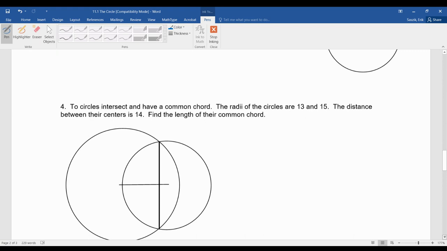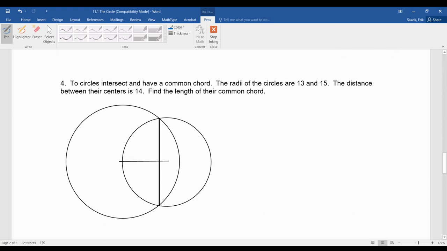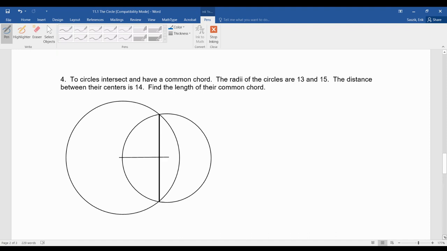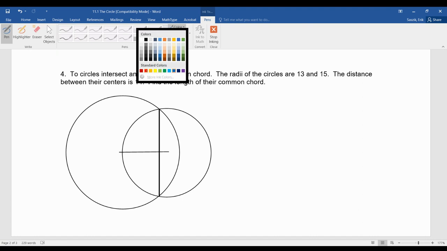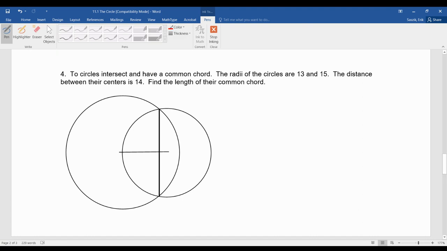It's not simple. If you want to pause and try to do this yourself, that wouldn't be a bad idea. But if you get stuck, it is kind of tricky. Okay, so it says they have a common chord. The centers of the circles are here and here.